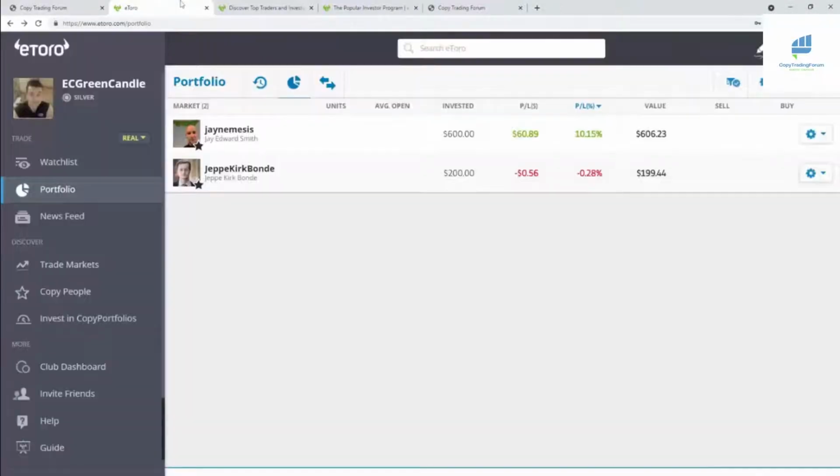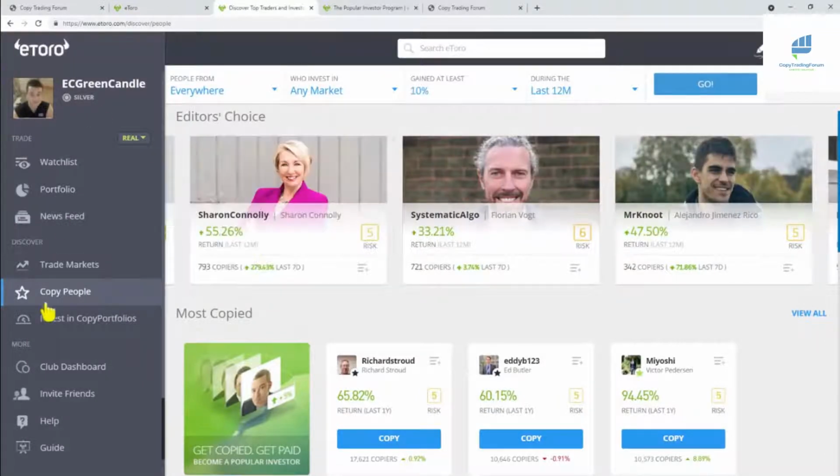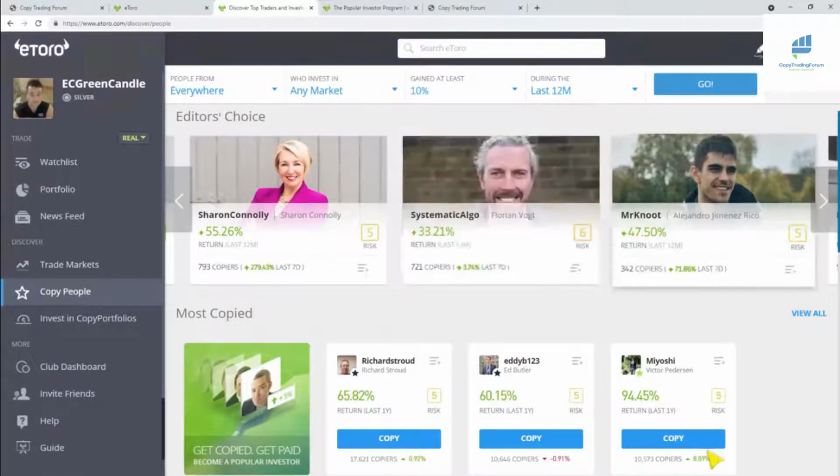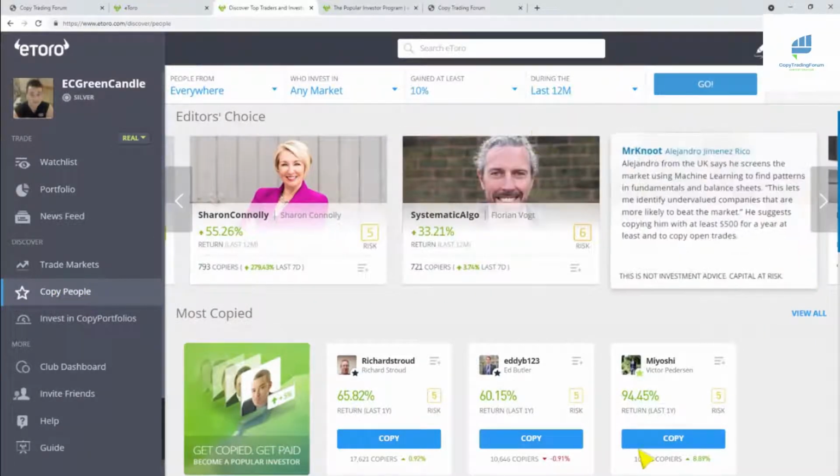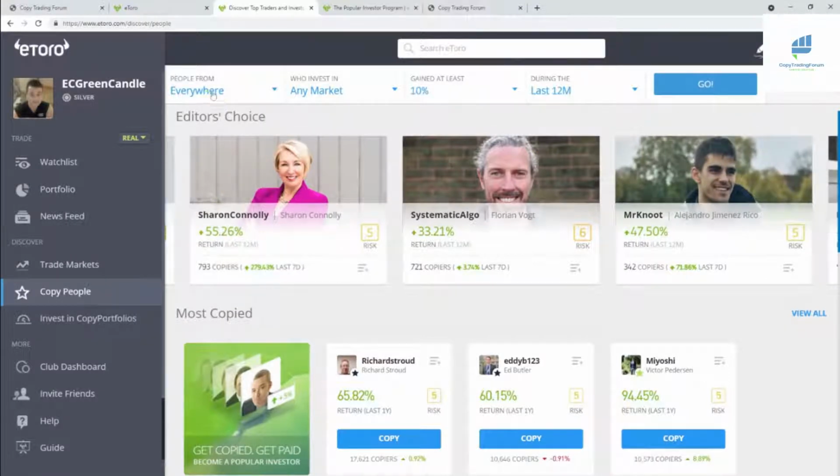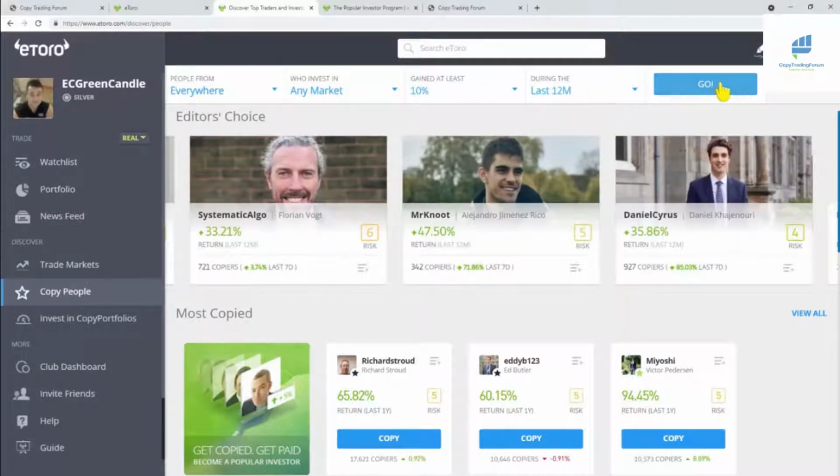So basically, when you come to eToro's website, you'll see here, when you sign up, you can copy people here. You click on this copy people feature here, and it shows you lists of all the people that you can copy on the platform. Okay, so you can select where they're from, what markets they invest in, like the New York Stock Exchange or the Amsterdam Stock Exchange, how much they've gained over the last 12 months or whatever duration is there, and you can go and filter.